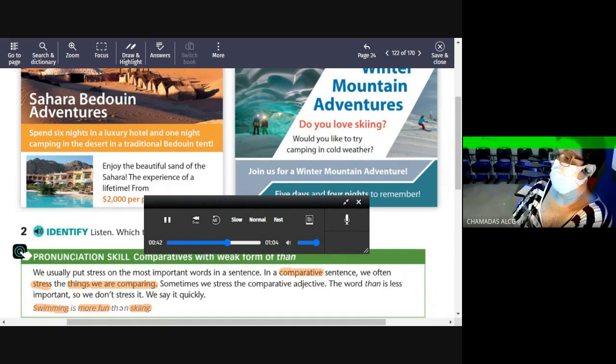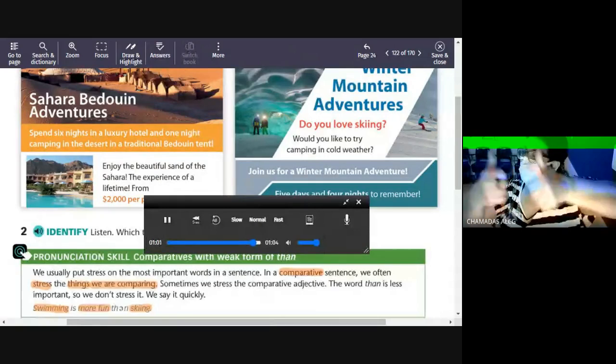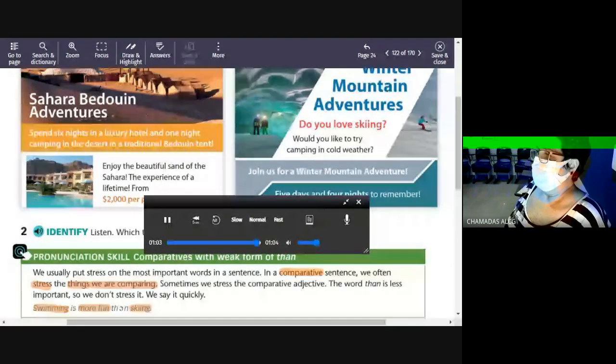But that hotel is nicer, and it has a great swimming pool. Swimming is more fun than skiing. The Sahara trip is more expensive because it's 7 nights, not 4. Well, okay then. I'd like the Sahara adventure trip. Great choice! A desert trip is definitely more exciting than a trip to the mountains.